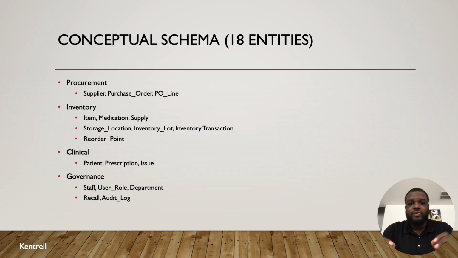Inventory control focuses on items, their subtypes as medications or supplies, and where they sit in the inventory at the lot level. Reorder point stores the minimum and target levels for each item at each location. Clinical entities represent patients, prescriptions, and all the other issues, and governance and quality. That really includes our staff, user roles, departments, recalls, and audits.